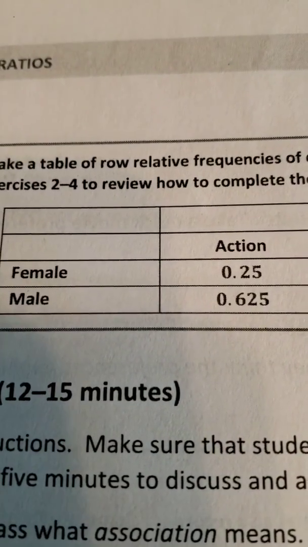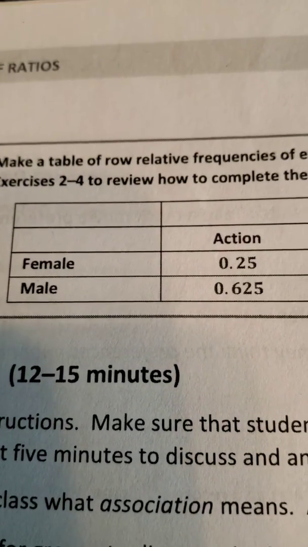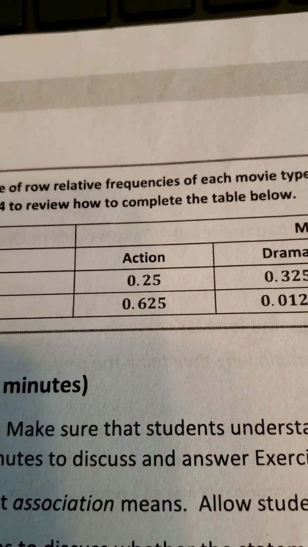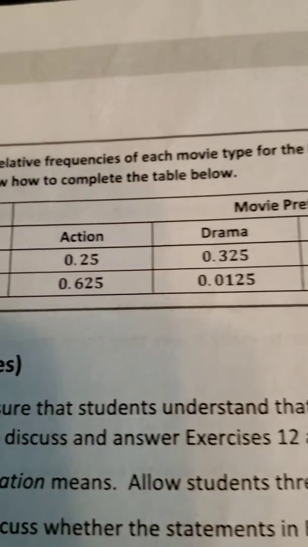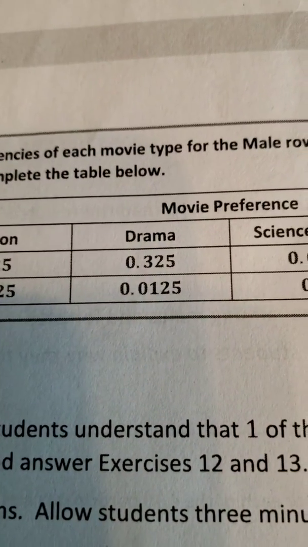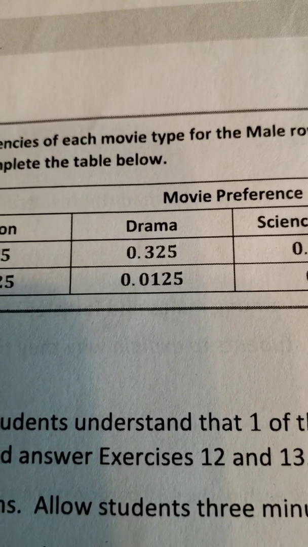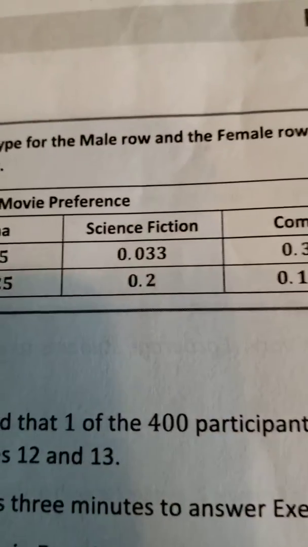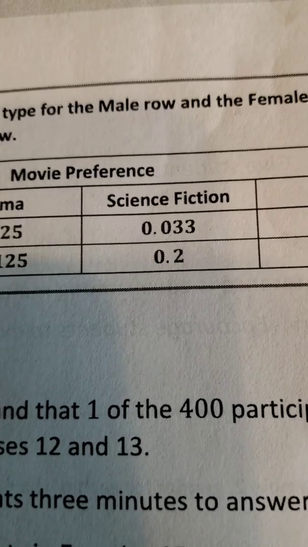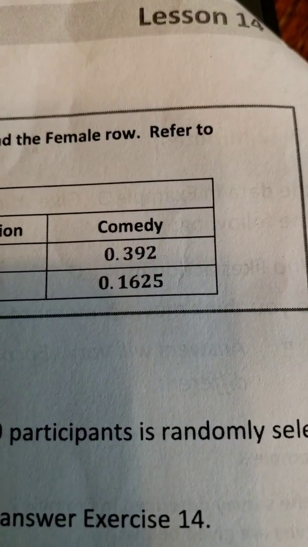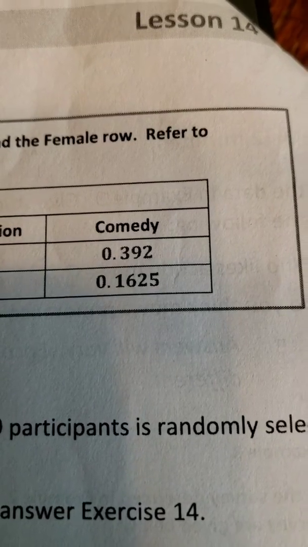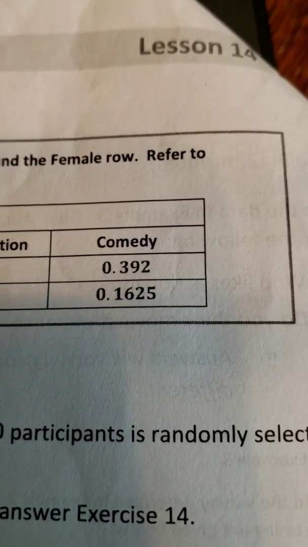All right, so if you've completed your relative row frequency chart, then this is what we did together, the 0.25 and the 0.625. And then you should have for drama this number here, 0.325 and 0.0125. For science, you should have 0.033 and 0.2. And then for comedy, you should have 0.392 and 0.1625. Okay, so check your work.